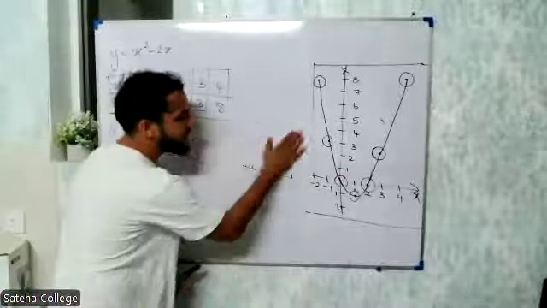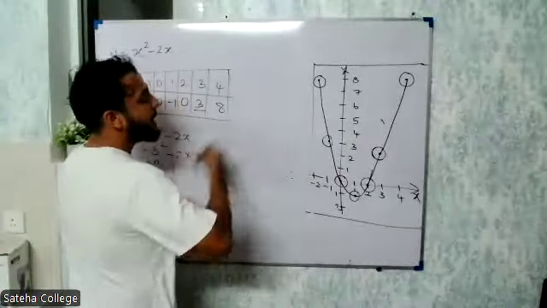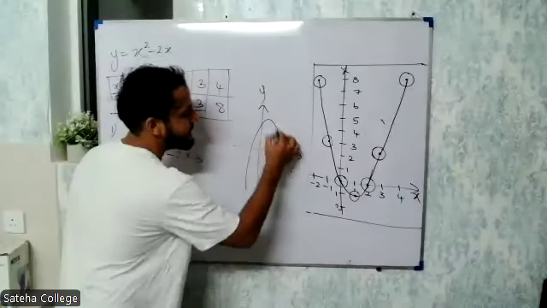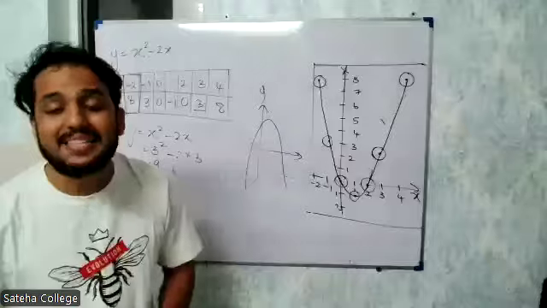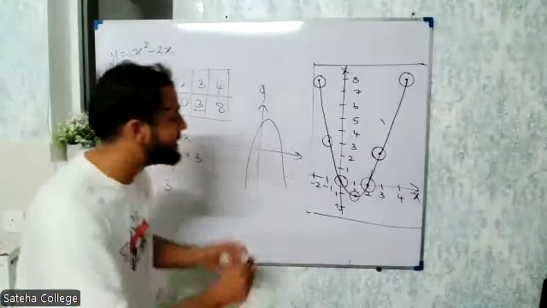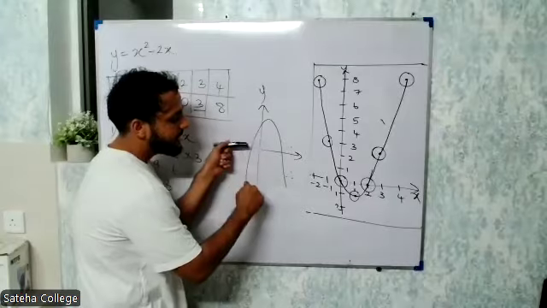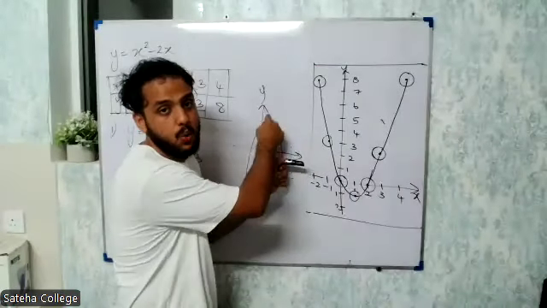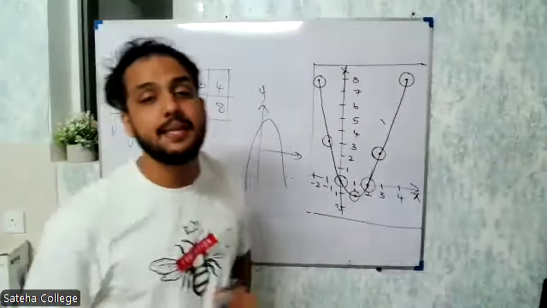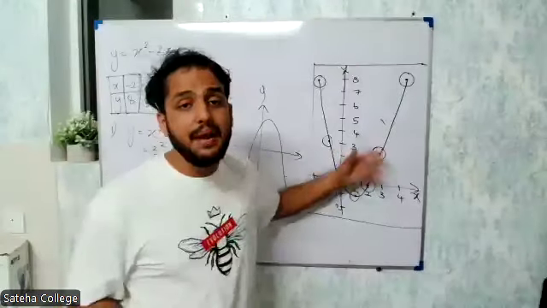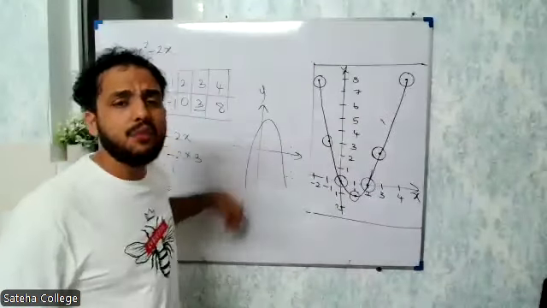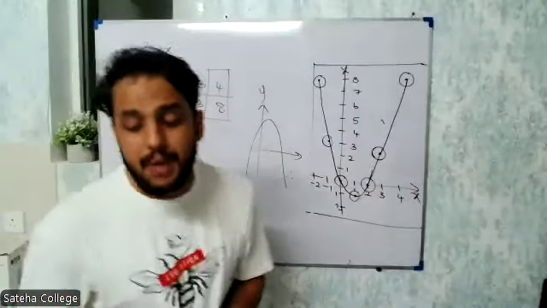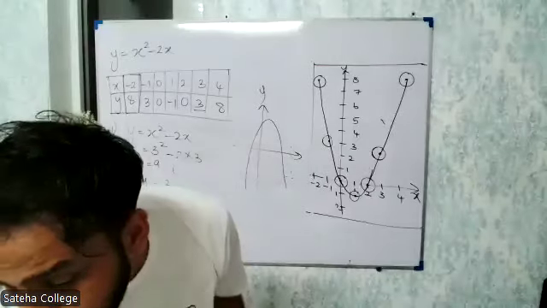Now I'll just draw a rough sketch here. What will a maximum graph look like? Let's say this is your y-axis, your x-axis. This is how a maximum graph will look. When x is increasing, the graph will increase, reach a maximum value, then reduce back again. So a minimum graph is like a U shape, and a maximum graph is an upside-down U shape. Now, how do you look at the equation and tell whether it's a minimum graph or a maximum graph?